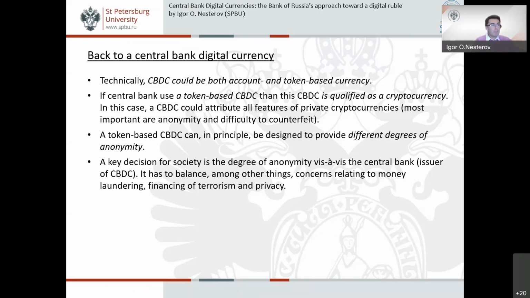And for example, the People's Bank of China and the Bank of Russia, both central banks unanimously identify the future digital yuan and digital ruble as account-based CBDCs. While, for example, the European Central Bank is investigating both token and account-based options for a digital euro. But at this current stage, the European Central Bank is one or even two steps behind its Chinese and Russian colleagues.